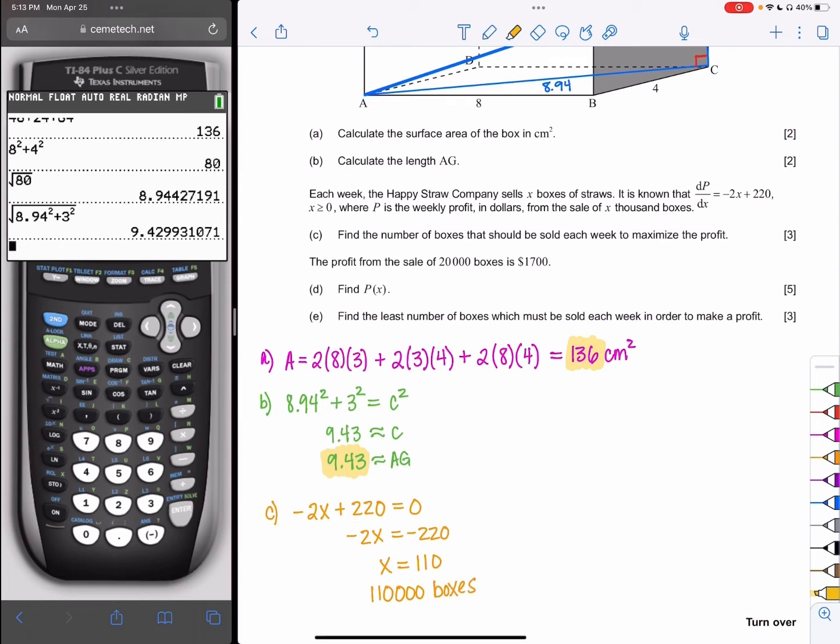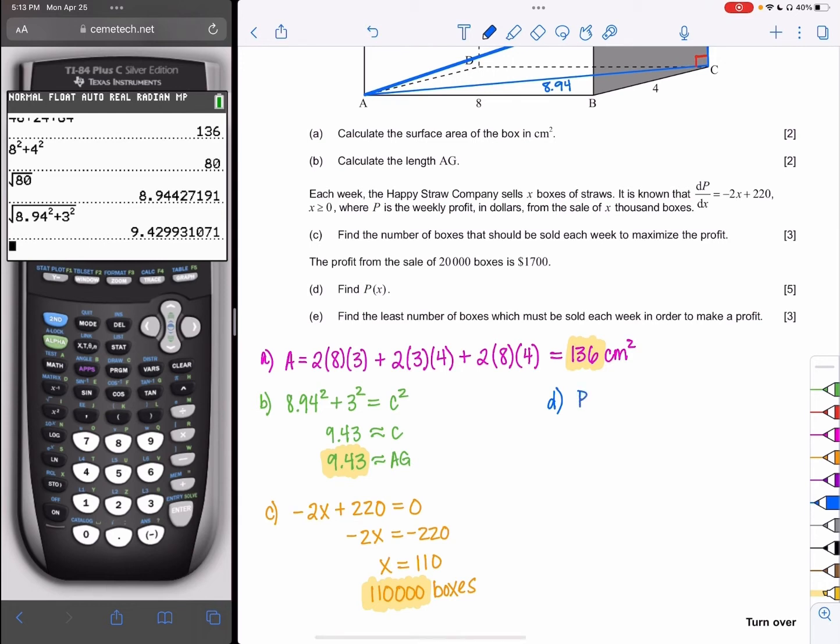So that is my answer for part C. Then it says the profit from the sale of 20,000 boxes is $1,700. So in order for me to figure out the profit from the sale, I need to actually know what P is. What we have to understand here is that anytime you go from your derivative and you want to get back to your original function, that is the same thing as finding the antiderivative.